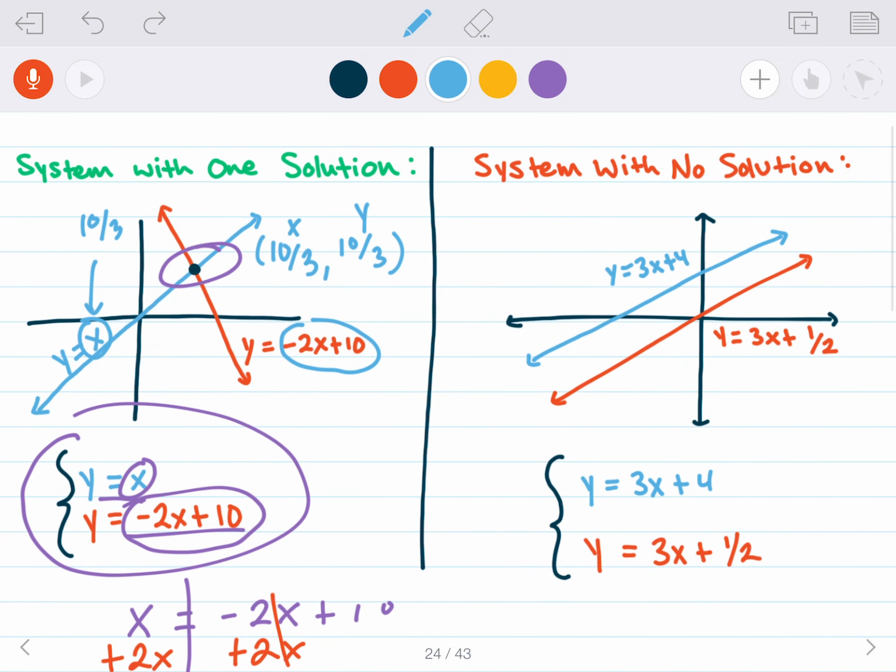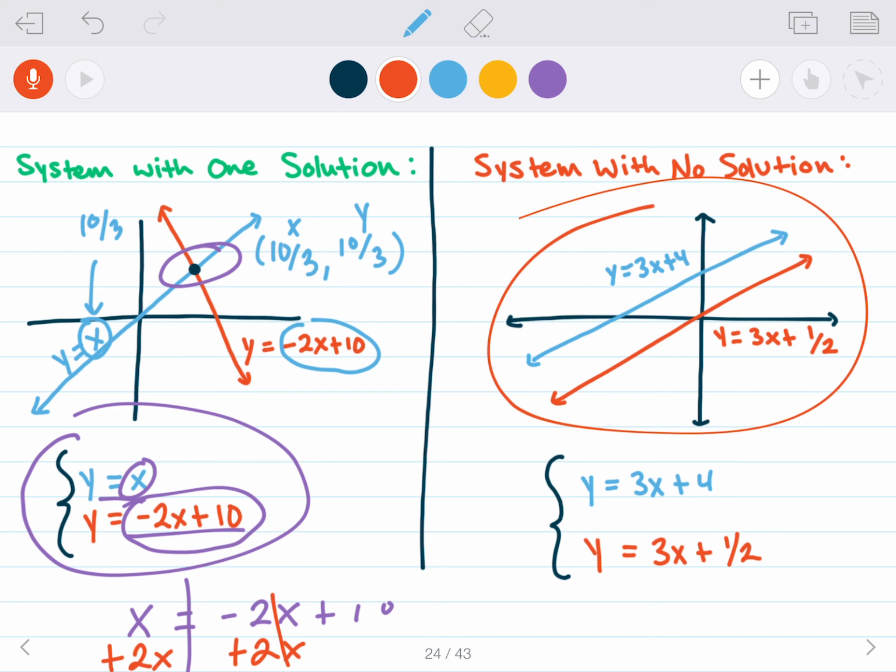That's an example. We also talked about systems with no solutions. That means that we have parallel lines. They're never going to cross each other, and so they don't share a solution. We also talked about a little cheat code.